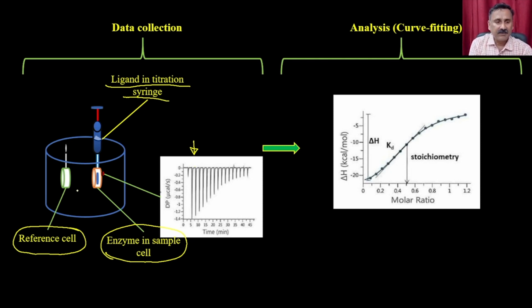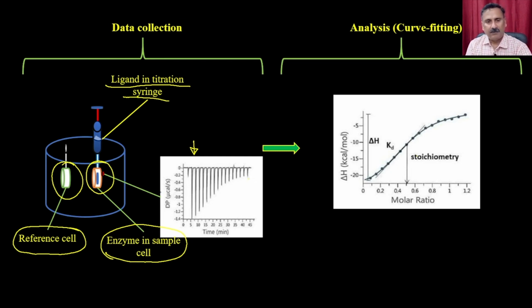And the reference cell is going to tell you whether this particular cell is at a higher heat or at a lower heat. That's how you can measure whether there will be a heat absorption or a release of heat. And then you can have a curve, right? So you can plot the delta H versus the molar ratio, and analysis of this particular curve allows you to measure the stoichiometry.